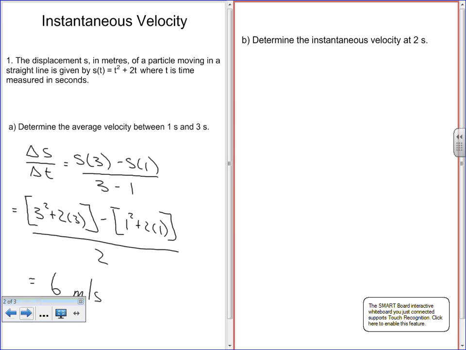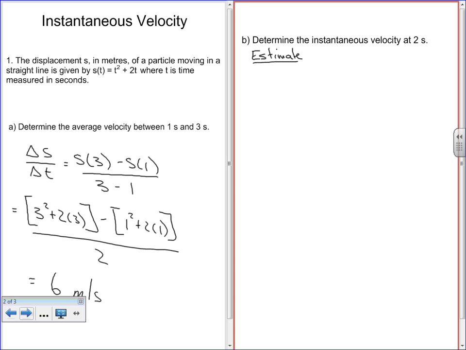Determine the instantaneous velocity at 2 seconds. The instantaneous velocity happens at a particular moment in time. We can't figure out the exact instantaneous velocity in this course; the only thing we can do is estimate it. For those taking calculus next semester, you'll learn a method to figure out the exact value of the instantaneous velocity.